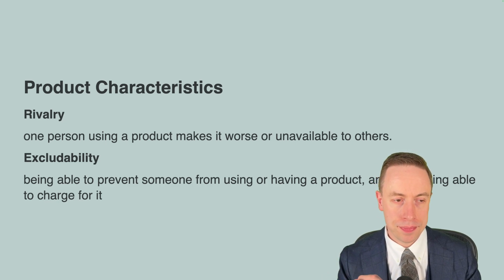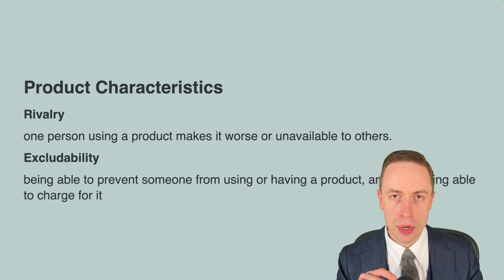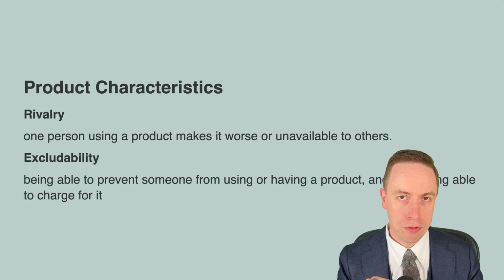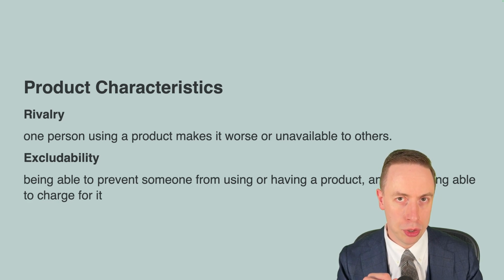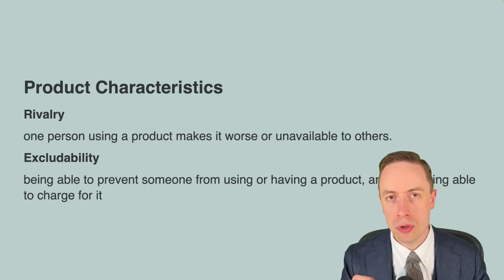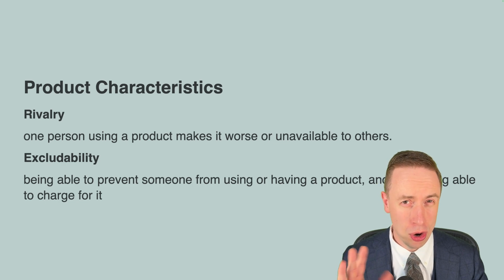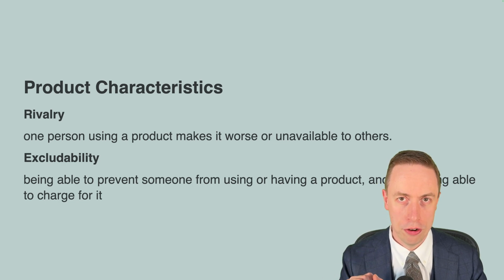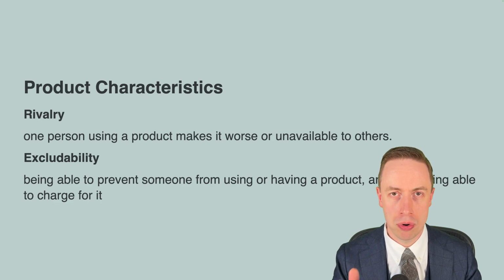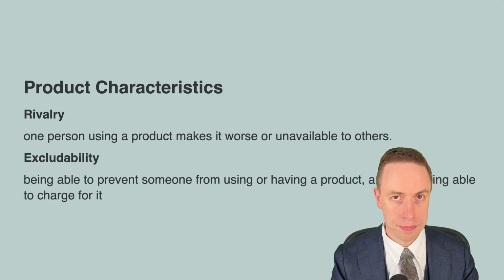And then number two, excludability refers to whether you can prevent people from using or having the product to begin with. We don't think about this very often, but you need excludability to be able to charge for a product to begin with. And if you can't charge for a product, the whole idea of a market transaction sort of falls apart. So even that crowded bus still has a door and can say, hey, pay the fare or you don't get on. That makes it excludable.